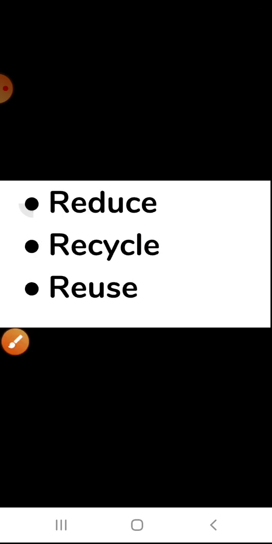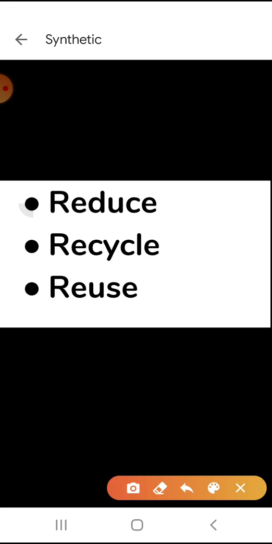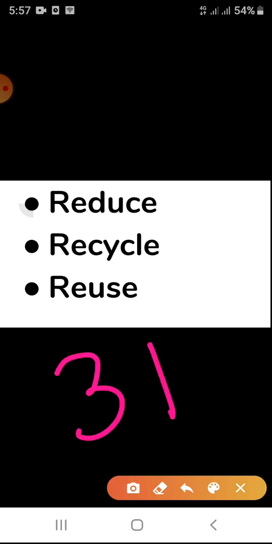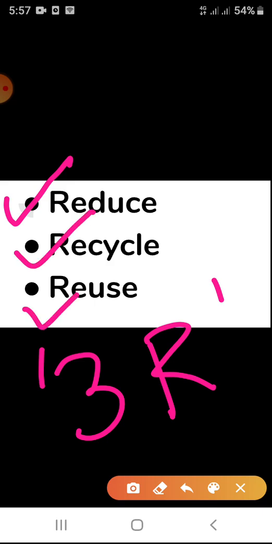Now 3 R's are there. Basically 5 R's are there, but we are going to talk about 3 R's only. Reduce, recycle, reuse. When we use these 3 R's in our day-to-day life, it will help us. In order to save our environment, 3 R's are extremely important. Children, first is reduce. Reduce means reducing unnecessary usage of plastic.